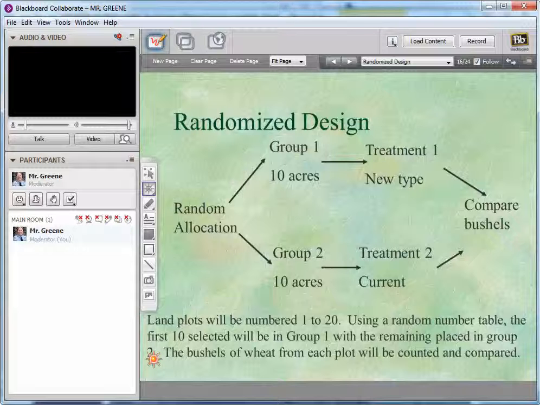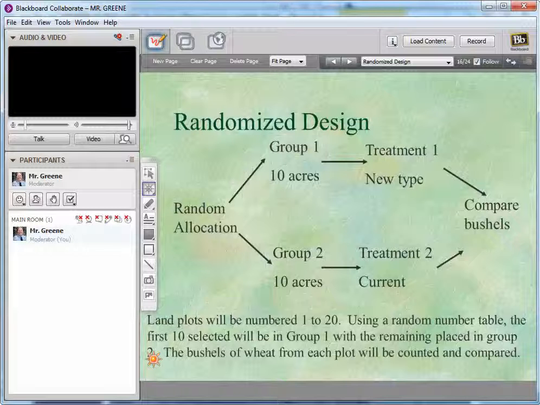Why did we do that? Well, we're trying to eliminate other variables from affecting it. What other variables could there be? Wind. Maybe the wind coming from one direction on the field affects the growth one way or another. By randomly selecting that side of the field and selecting whether they'll be in group 1 or group 2, you eliminated that variable because you will have some in one and some in the other group.